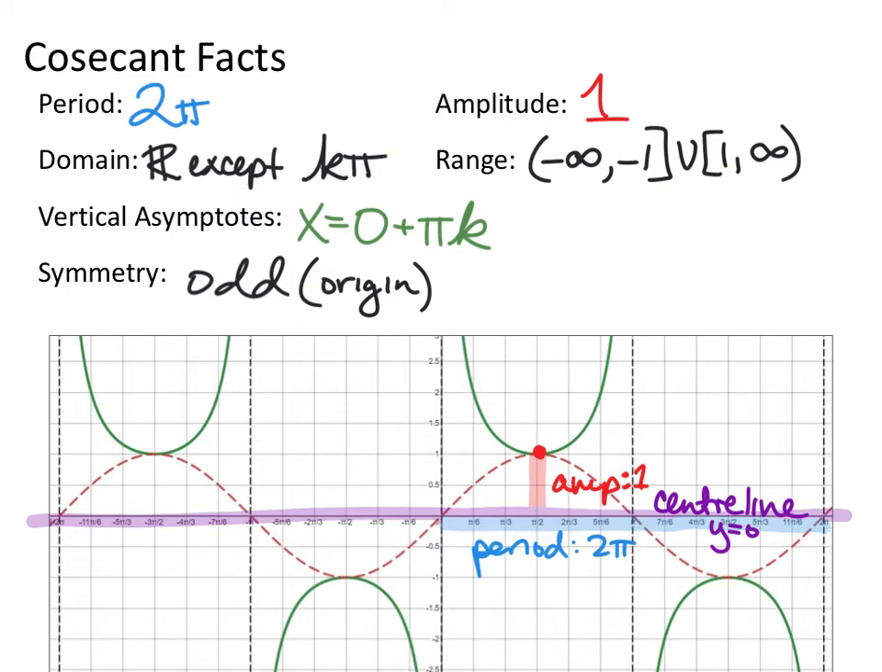And just like its reciprocal sine, cosecant is an odd function, which means it is symmetrical about the origin.